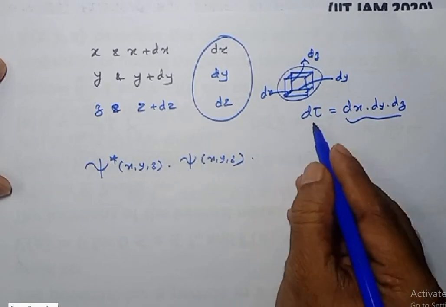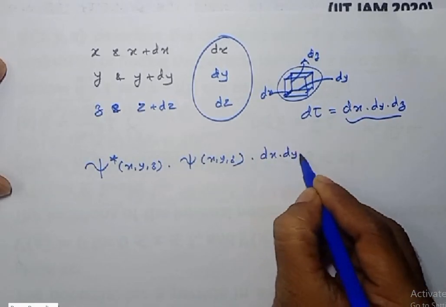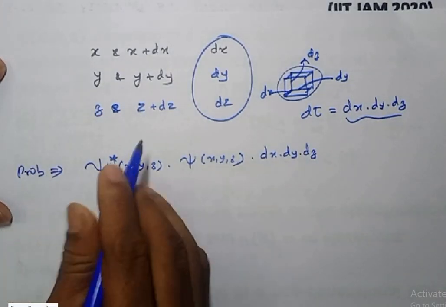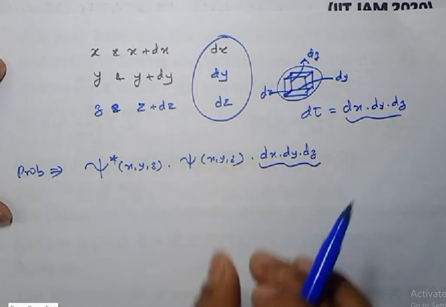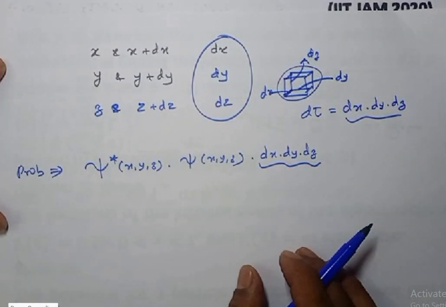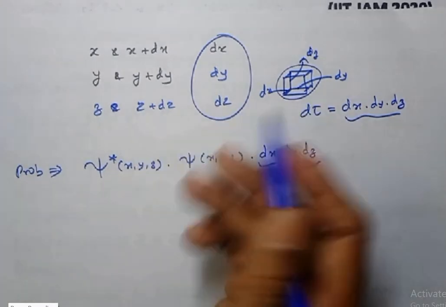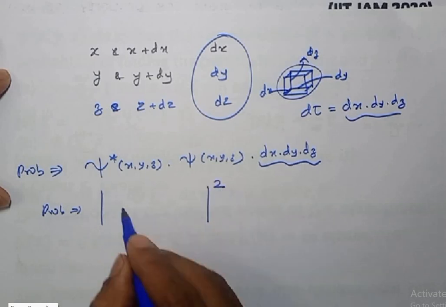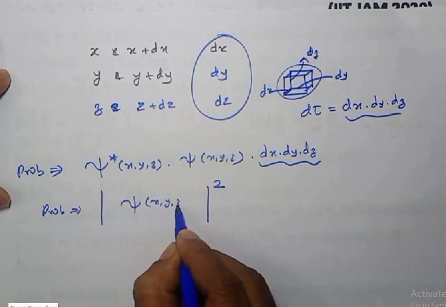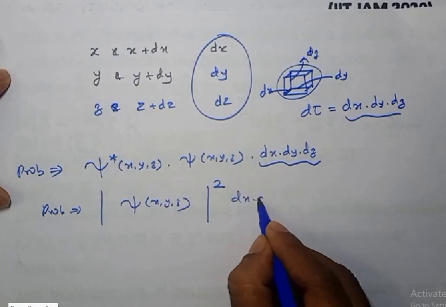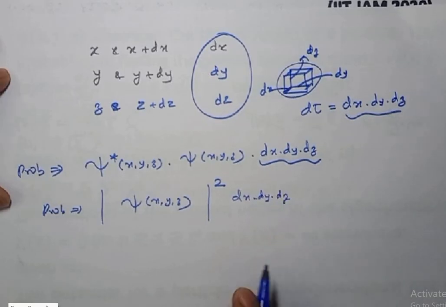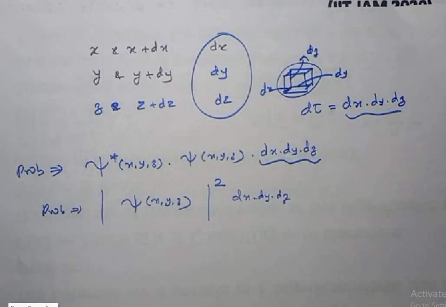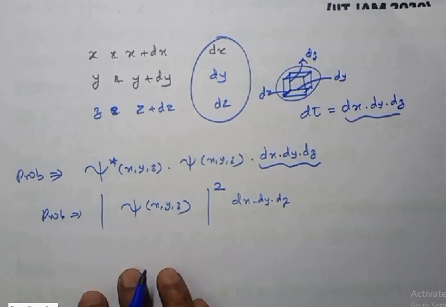But in the options, instead of d tau, it is given as dx into dy into dz, so you can use this. This will give you the probability of finding the particle in this volume element. Instead of writing psi star psi, you can also write the square modulus of the function psi (x, y, z), into dx into dy into dz. This will give you the probability of finding the particle in this location, in the small volume element. So if you analyze the options.